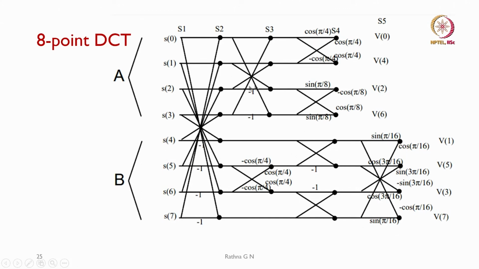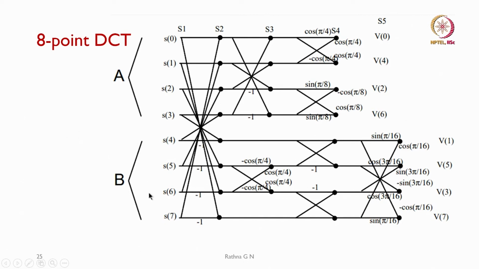You will see that these are the stages we are going to have: S1, S2, S3 and S4, compared to log 2 n stages in FFT. So, we will have log 2 n plus 1 stages for 8 point, as you can see there is one more stage coming on the right side. This is our x0, and then you will be combining with minus S7.